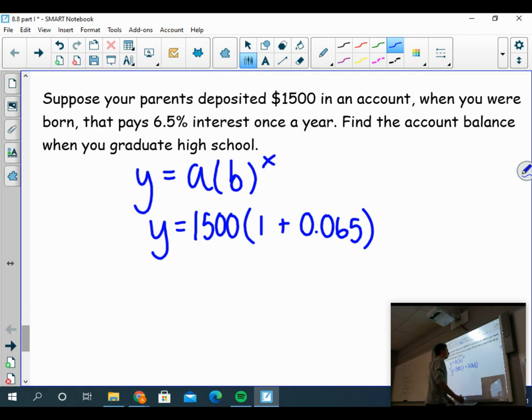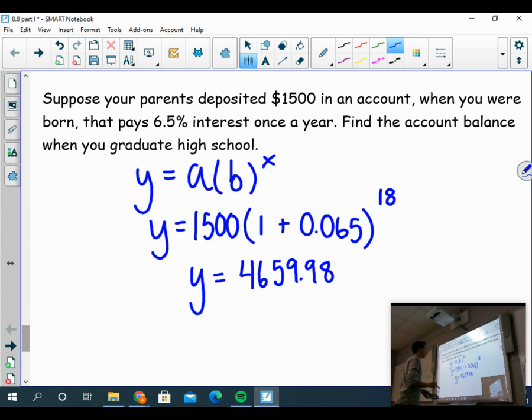Most people graduate when they are 18. So this increase by 6.5% of the amount of money will happen 18 times if it happens once a year. It starts from the time you were born to the time you graduate high school. And when we solve this, we get $4,659.98. Again, that is rounded.